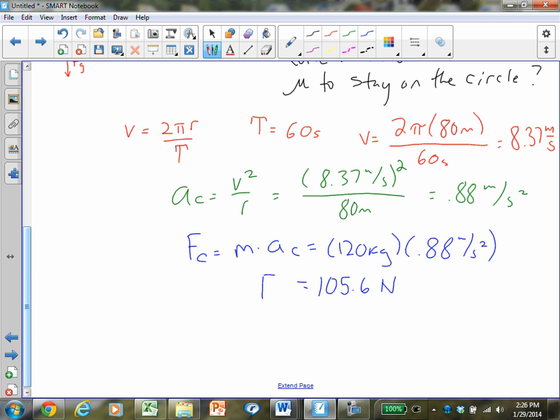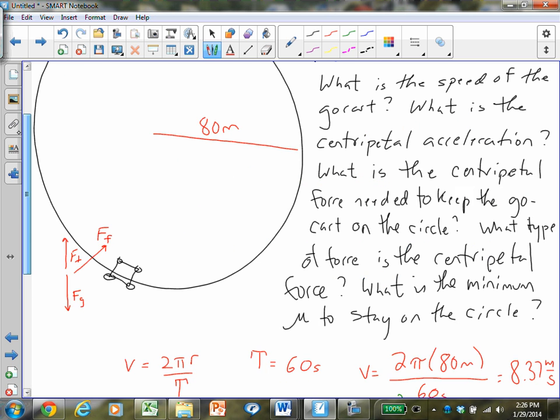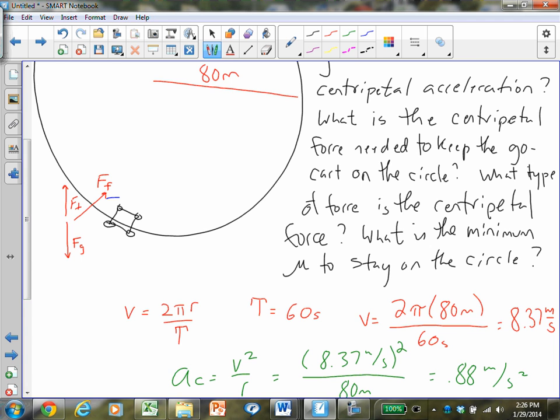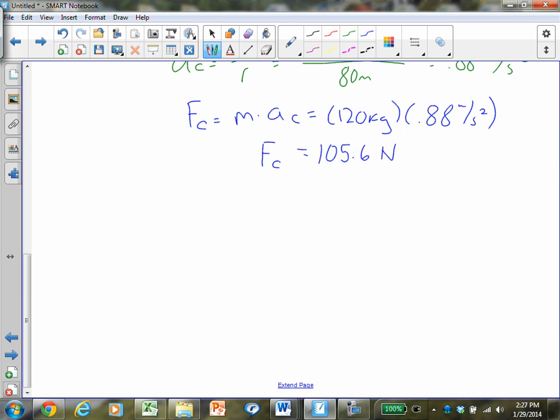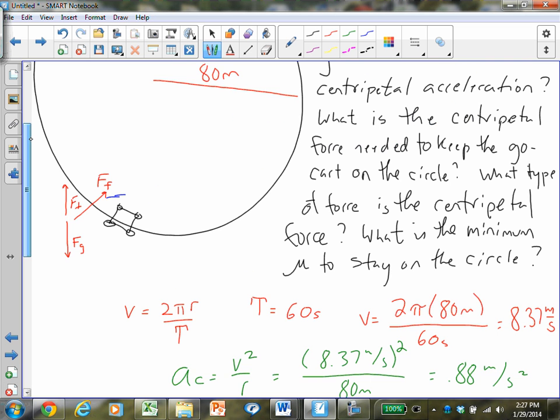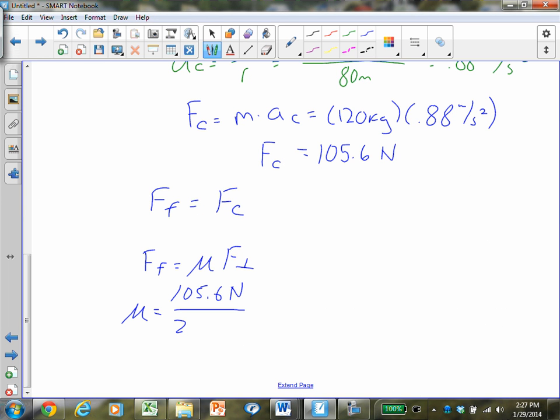And as we can see from our free body diagram, the centripetal force here is all what? Friction. What's the mu value? Well, friction is mu times F perpendicular. So mu would be F friction, which is 105.6 newtons, over F perpendicular, which would be 1,200 newtons, because it's equal and opposite to Fg, or 0.088.